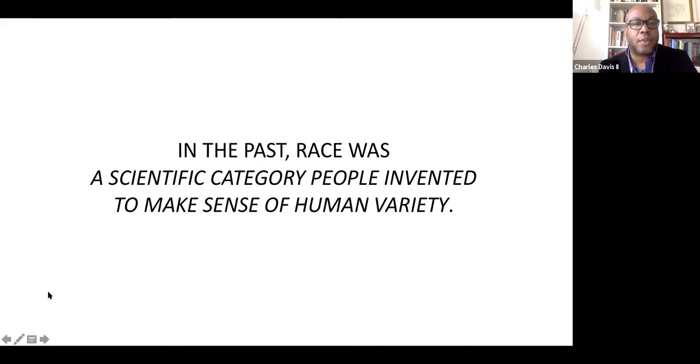So in this time period that I'm talking about, late 18th, early 19th century, race was a scientific category people invented to make sense of human variety. The two responses that I got really do touch on some of the definitions here. There's a sense that in the scientific community, there is a building of consensus, or movement toward consensus, of how to make sense of the different groups of people that Europeans are discovering as they explore the world.